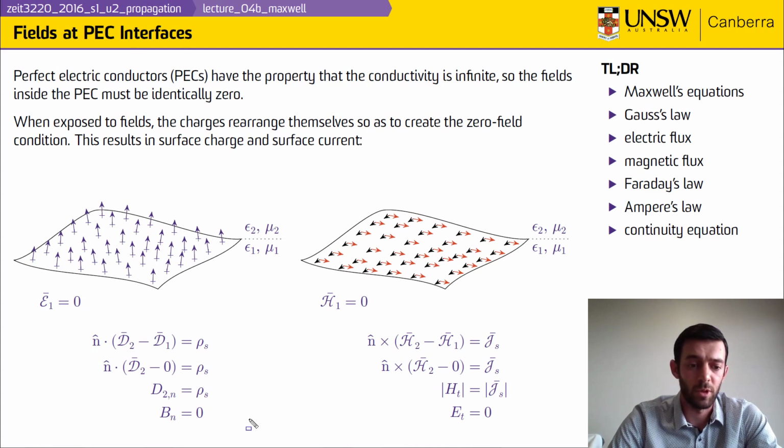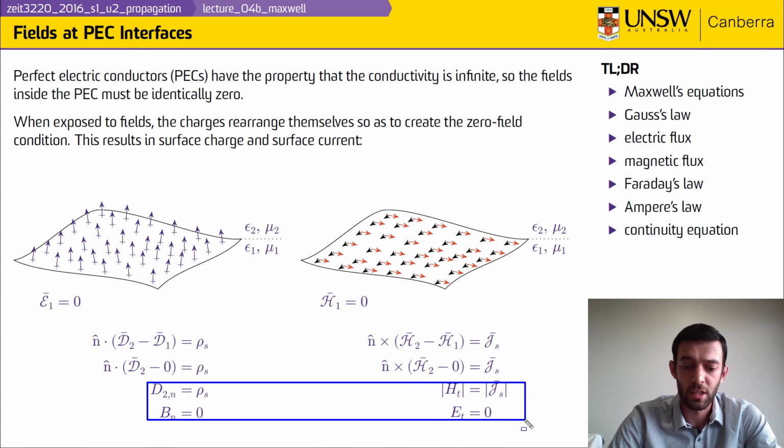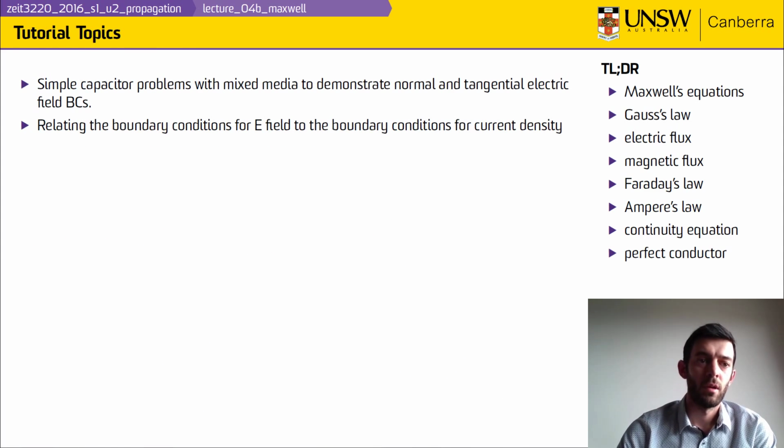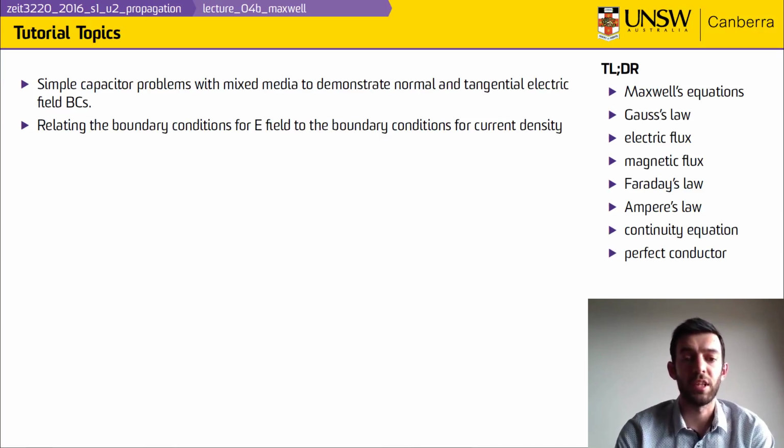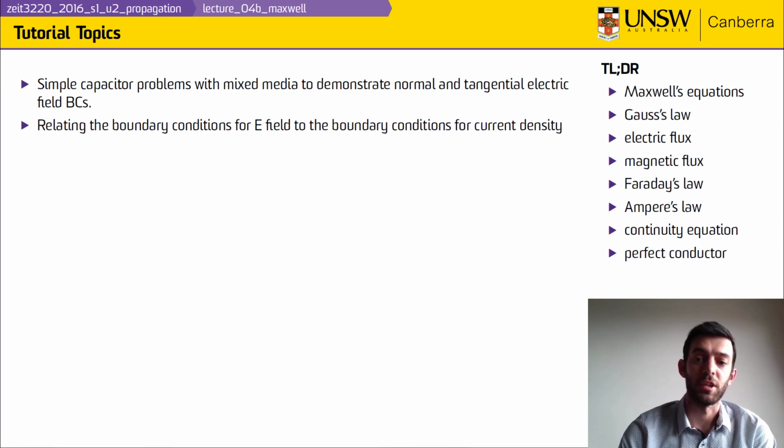And as a result, when we group these four boundary conditions together and evaluate them for PECs, we end up with four equations that are much simpler than the ones that we had to consider before. And if you can make a good justification for your circuit element or your simulation component to satisfy those conditions, then you can really speed up your simulations. Finally, as for the tutorial topics, we will look at simple capacitor problems with mixed media to demonstrate normal and tangential electric field boundary conditions, and we will relate boundary conditions for the E field to the boundary conditions for the current density.